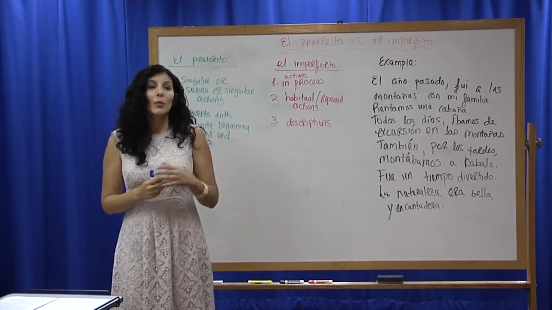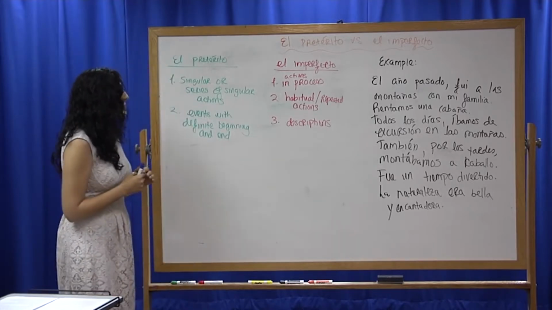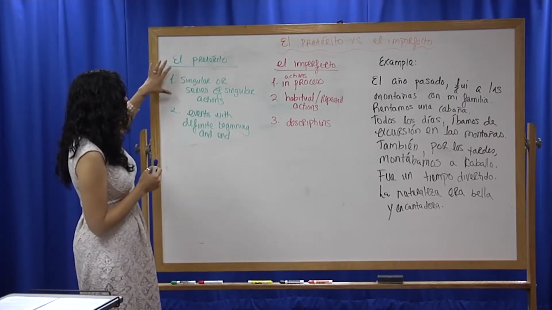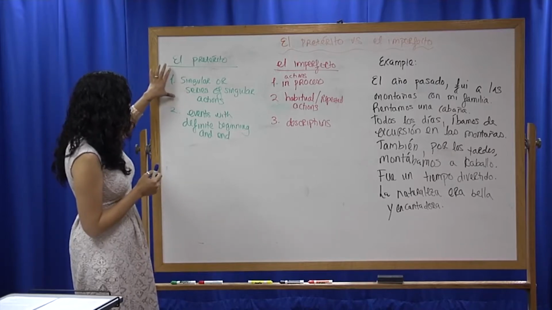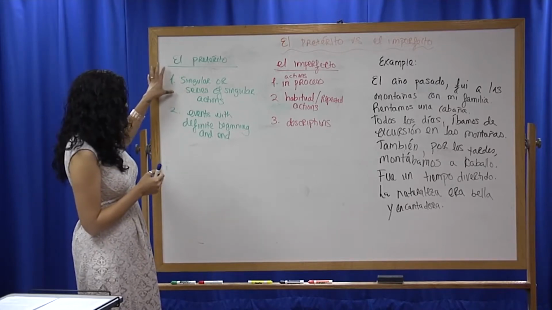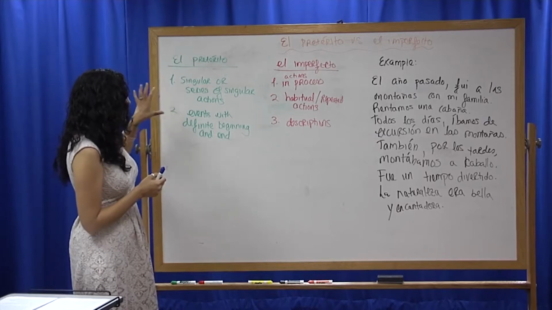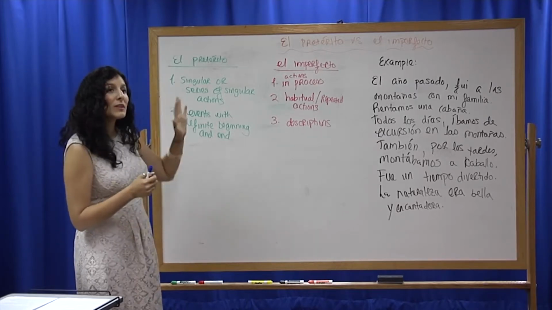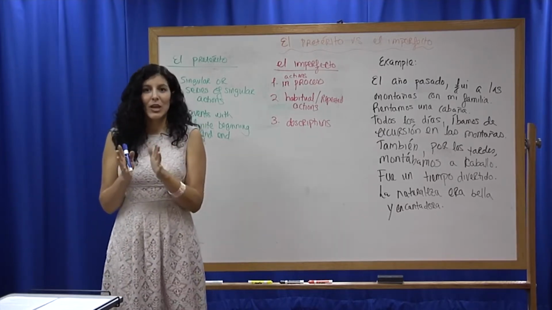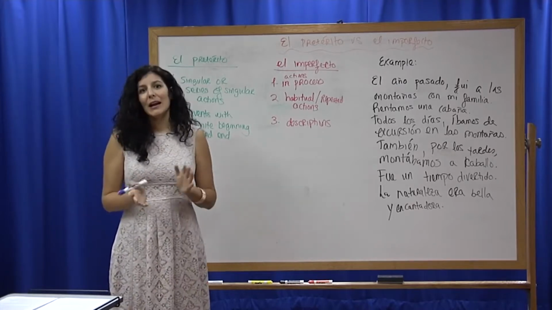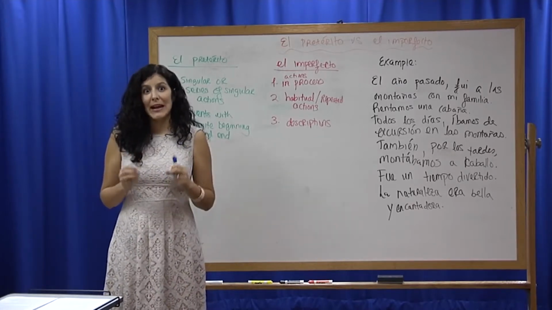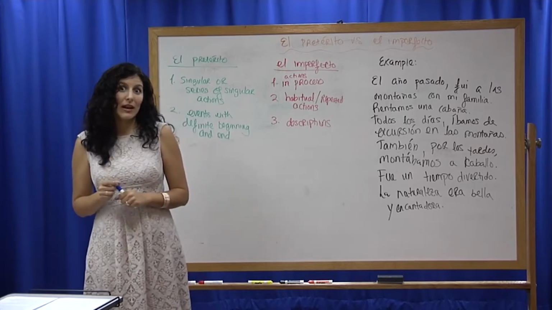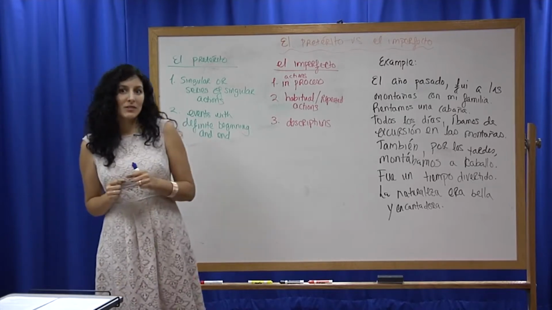Well, times when we would use the preterite is when we are discussing singular or series of singular actions or events with a definite beginning and end. So what does that mean? Let's unpack that a little bit. What does it mean if I say I'm using the preterite for singular actions or a series of singular actions? Let's say I go to the doctor, right?